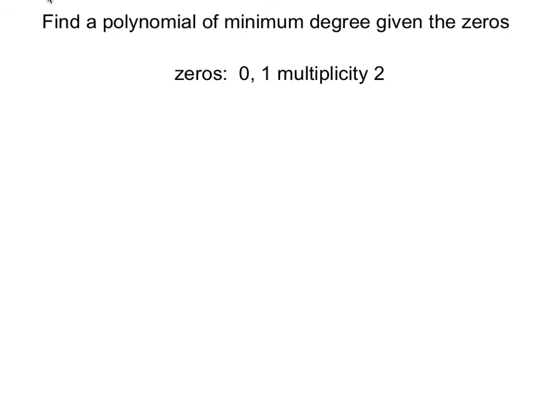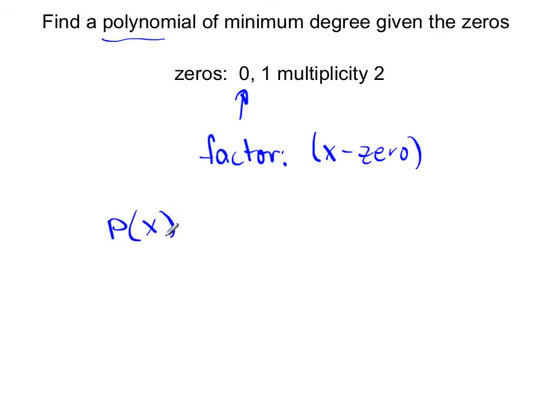Now one more task that I want to do today has to do with finding the polynomial given the zeros. And I wanted a minimum degree, and I state what the multiplicity is. Now if you remember, if I know what a 0 is, I know that my factor is always going to be x minus the 0. So this polynomial will be x minus 0, times x minus 1. 1 is the 0, but it's to multiplicity 2. Now what we're going to do is we're going to multiply that out.